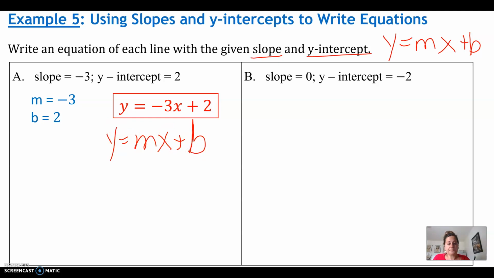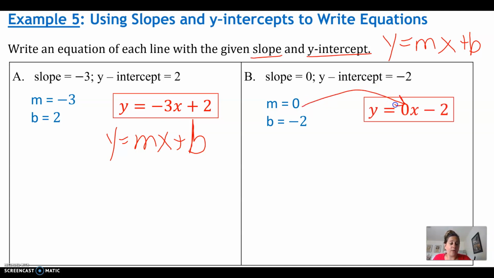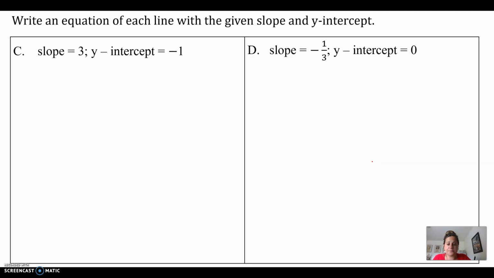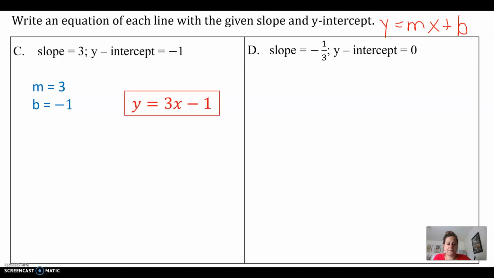Extremely easy. Now letter B, m is 0, b is -2. One answer that you can write is like this, where you put your 0 right in front of your x, or you don't even need the 0x, you can just simply write y equals -2. So either answer would work. And I have two more for you. Again, write me the equation. So you're writing me the y equals mx plus b. There's your m, there's your b, there's your answer.